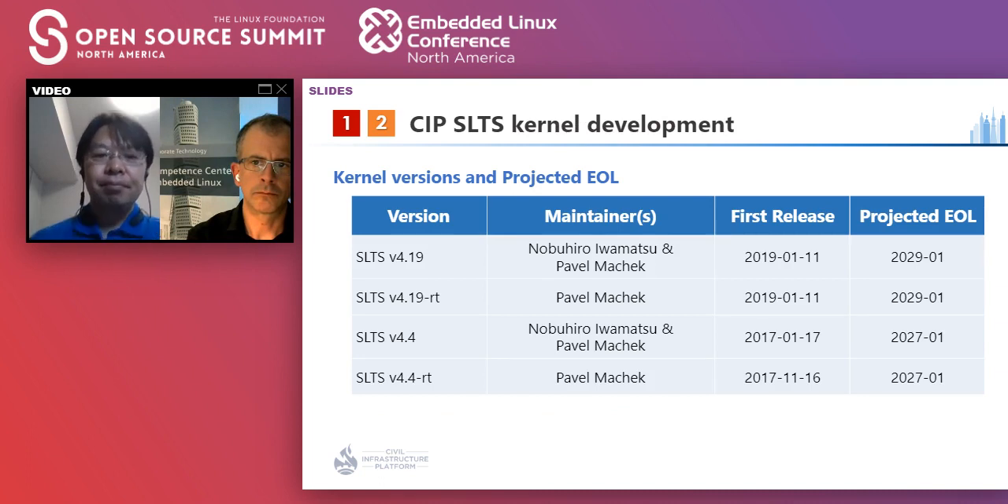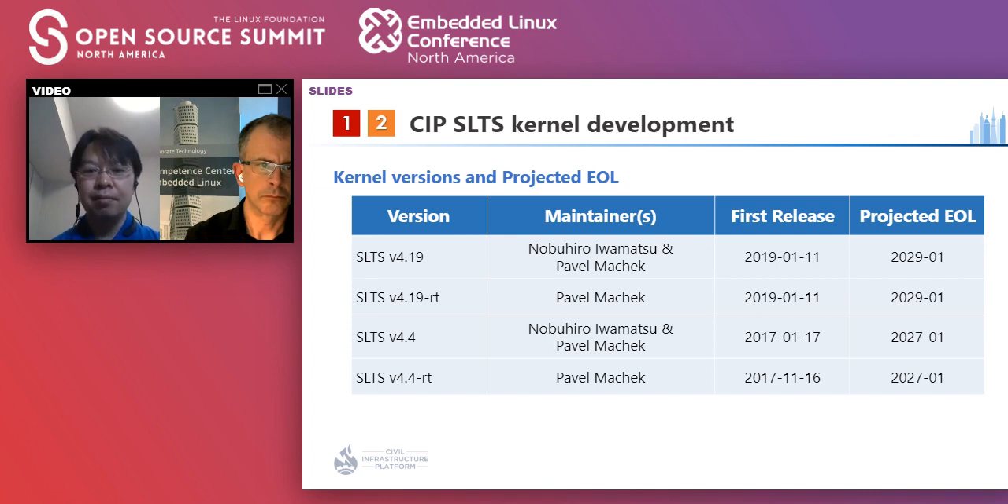So this is the kernel version and project timeline. Our first CIP kernel is 4.4, and that was released in November 2017. This is our very first release, and it's about 3 years ago now. The project support period is 10 years from when we release. So that is our plan for the kernel maintenance.